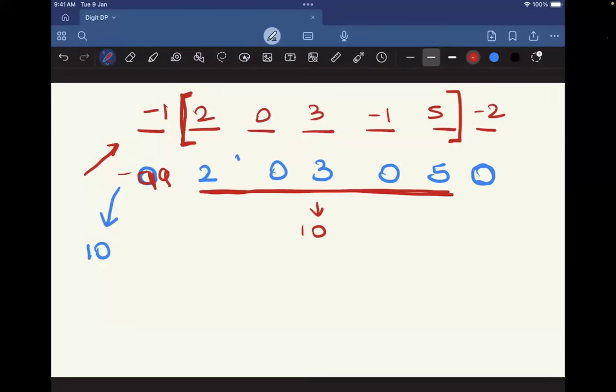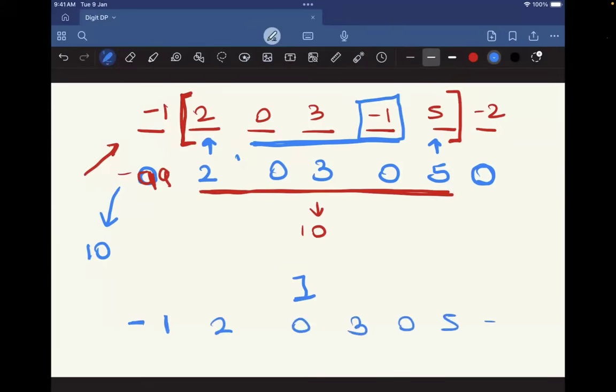Yes. So do you agree that instead of making all negative numbers 0, I can find my first positive number, I can find my last positive number, and I can make all negative elements between them into 0? So in this case, I only need to make this minus 1 into 0, and hence the number of operations is only 1, because if I make the array minus 1, 2, 0, 3, 0, 5 and minus 2, my answer is still 10. Yes or no, guys? Tell me.